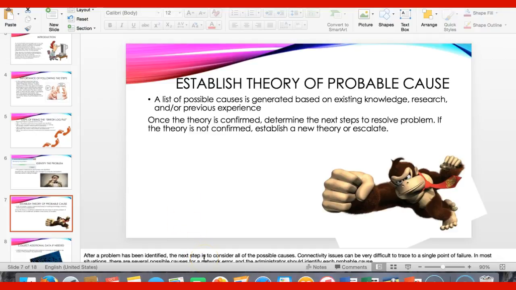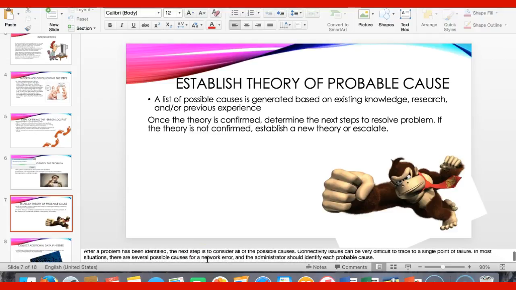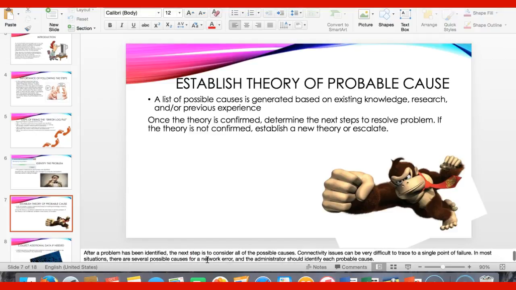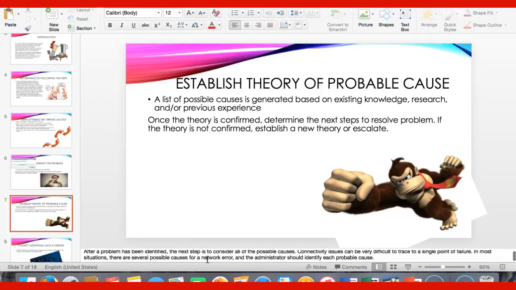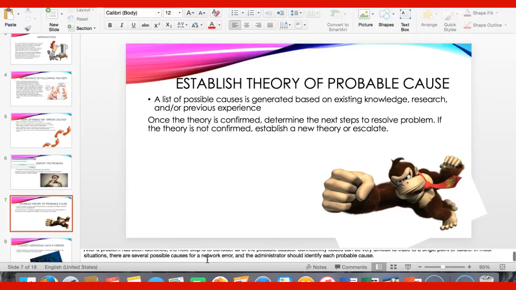So after a problem has been identified, the next step is to consider all the possible causes. Can it be connectivity issues? Do you need to turn it off and turn it on? Do you need to do some kind of cleanup? And in most situations, there are several possible causes for a network error, and the administrator could and should identify each possible cause.